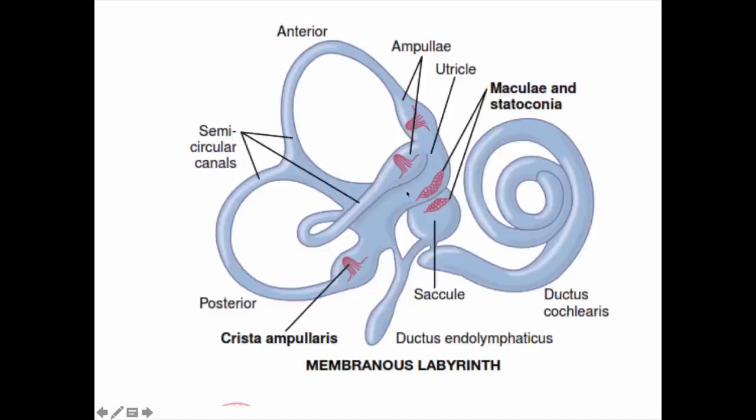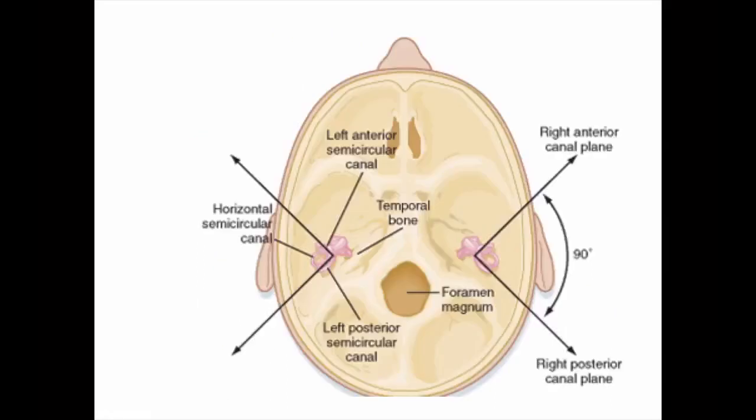Here again you can just see the location of the receptors in the 3 semicircular canals. These are the 3 cristae, and these 2 are the receptors in the utricle and the saccule. And this is in relationship to the position of the head. You can see this is a horizontal semicircular canal here, and this is the right anterior, this is the right posterior. So the right anterior and the left posterior will be in the same plane, the left anterior and the right posterior in the same plane, and we have the horizontal canals or the lateral canals in the same plane.